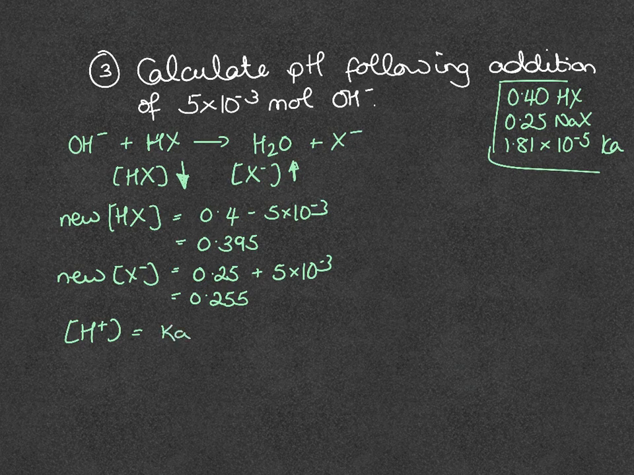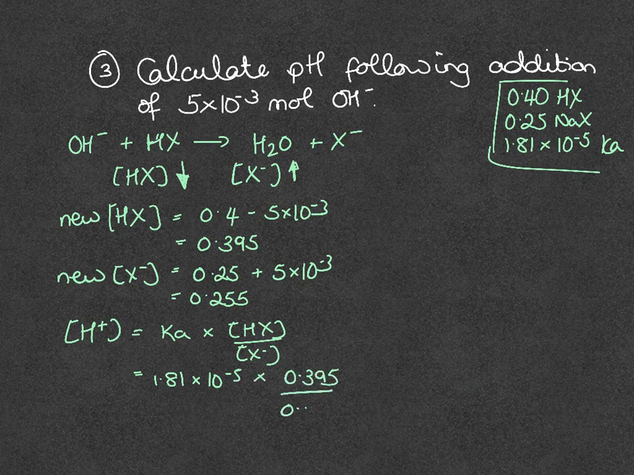So we're going to do Ka times HX over X minus, 1.81 times 10 to the minus 5 times 0.395 over 0.255. So our answer to that is going to be 2.80 times 10 to the minus 5. And we're going to do the pH of that, it's just minus log. That comes out as 4.55, 2 decimal places, of course.